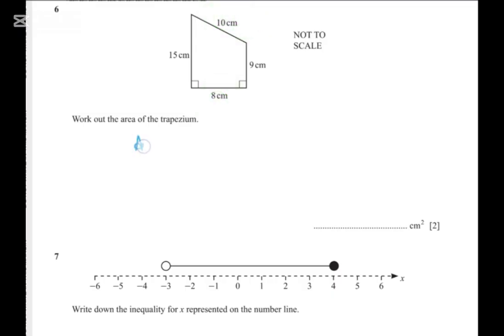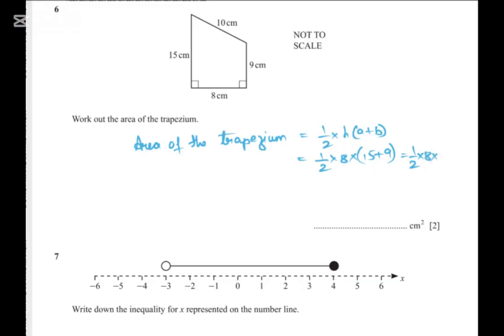So area of trapezium is equal to half into height into sum of two parallel sides. So 1 by 2 into 8 into 15 plus 9. That is half into 8 into 15 plus 9, which is 24. 2 times 4 is 8. So 4 into 24: 4 4s are 16, 4 2s are 8 plus 1 is 9. 96 centimeters square is the area of the trapezium. This is the answer.